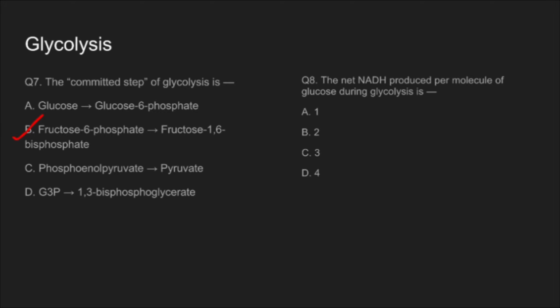Now question number 8. The net NADH produced per molecule of glucose during glycolysis is? Options are A, 1, B, 2, C, 3, D, 4. So the correct answer for this question is option B, 2. Here, each glucose generates two glyceraldehyde 3-phosphate molecules, each forming one NADH, which equals 2 NADH.